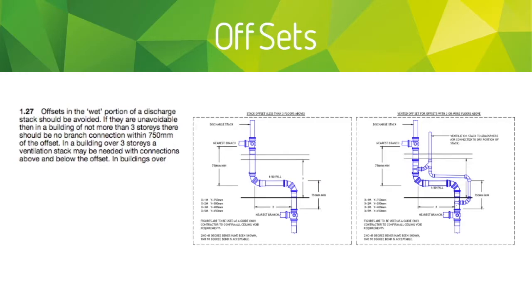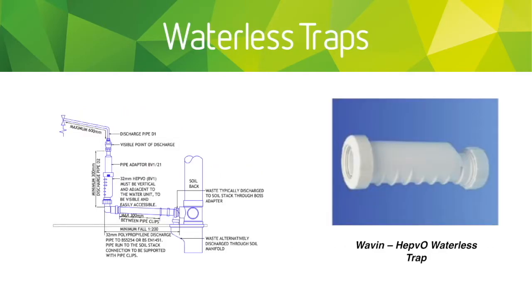If you have a very tall building, more than 3 floors, you need to then make a ventilated pipe system as indicated on the right. Most domestic installations this won't be applicable, but it would be my recommendation to remove all offsets if possible, in line with building regulations. Waterless traps are getting more and more common.